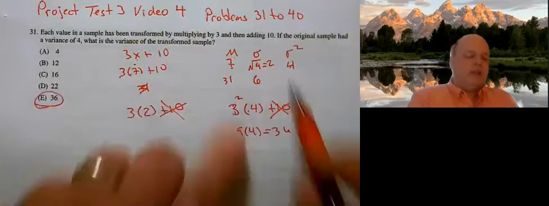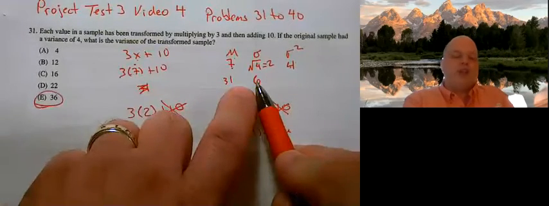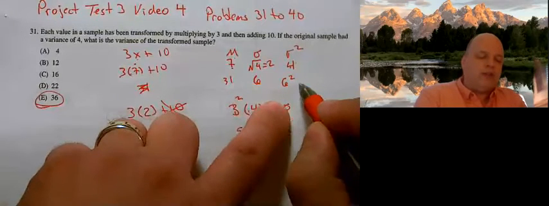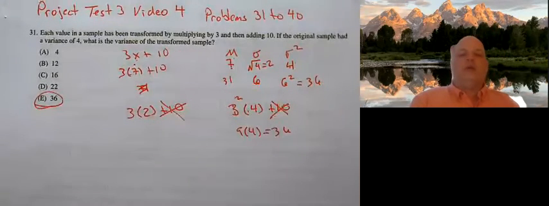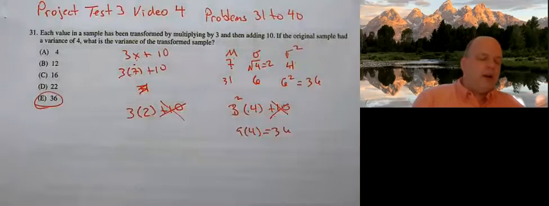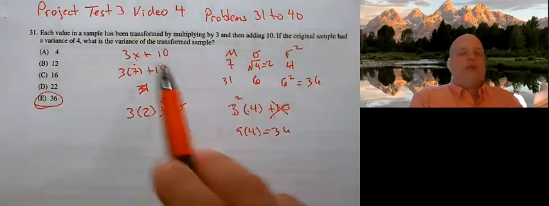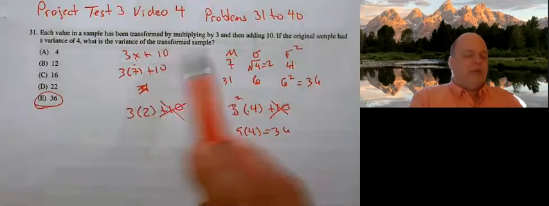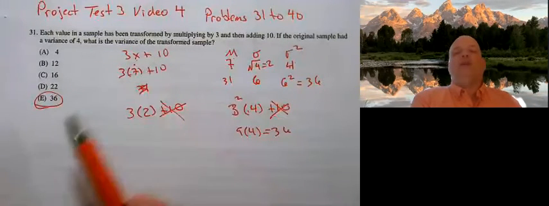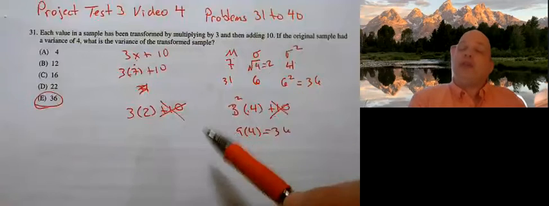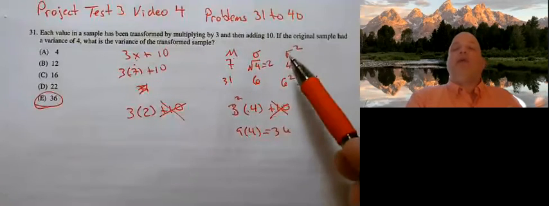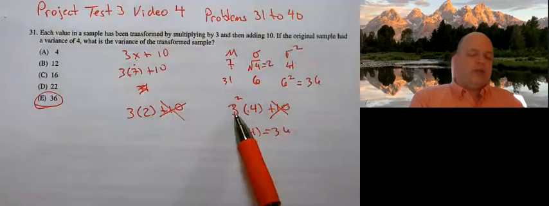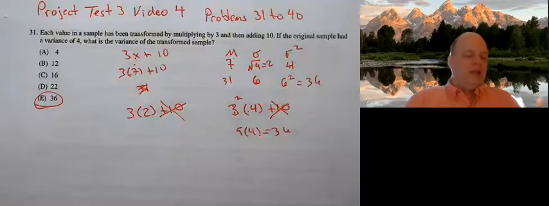Now that makes sense, because if this is my standard deviation, if I just square it, I have a variance, and 6 squared is also 36. So be careful. You can only add constants to measures of center. To measures of spread, you can multiply them by a constant. Measures of center, you can multiply by a constant. But with variance, you have to multiply it by the constant squared. So in this case, 3 squared is 9. 9 times 4 gives us the 36.